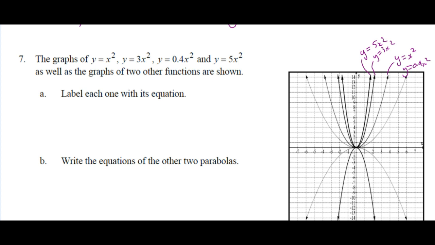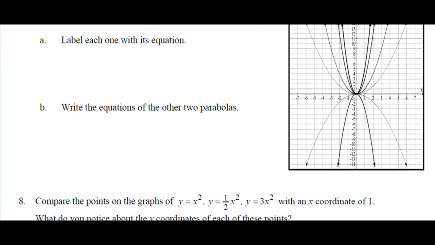Okay. So really, we didn't even have to count it, right? If those are the four graphs and they're the ones opening up, then the narrowest one has the largest value of a, and then as we go outwards, we're going to get smaller values of a. So we've done that. Write the equations of the other two parabolas.